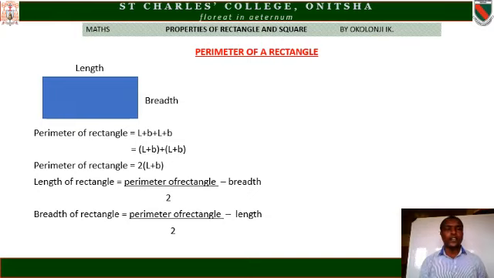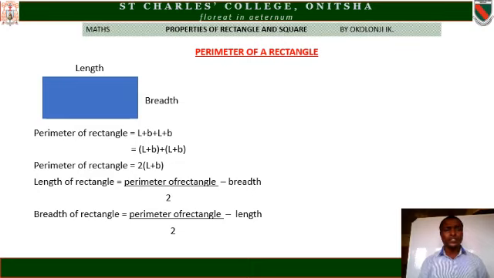Now, trying to find the formula of the rectangle, we have perimeter of a rectangle is equals to length plus breadth plus length plus breadth. Putting it into bracket form, we have perimeter of a rectangle is equals to 2 bracket open length plus breadth bracket close.